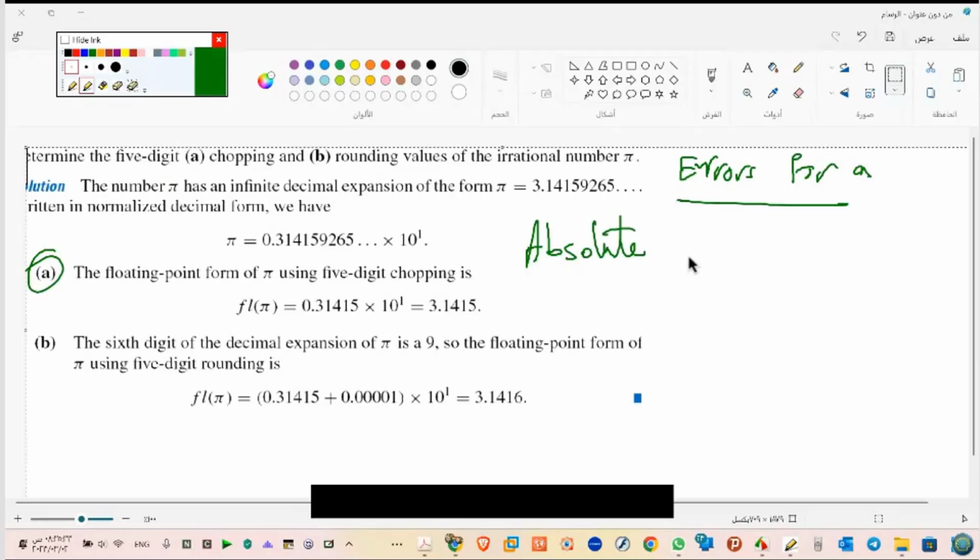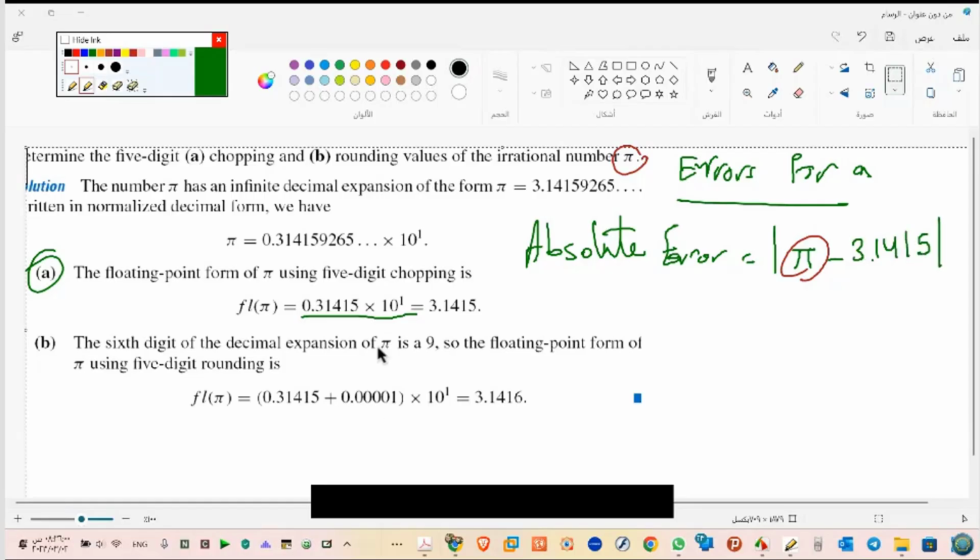First, the absolute error. What is exact? It is pi, minus what? Minus this number, 3.1415. How can we apply this in the calculator?